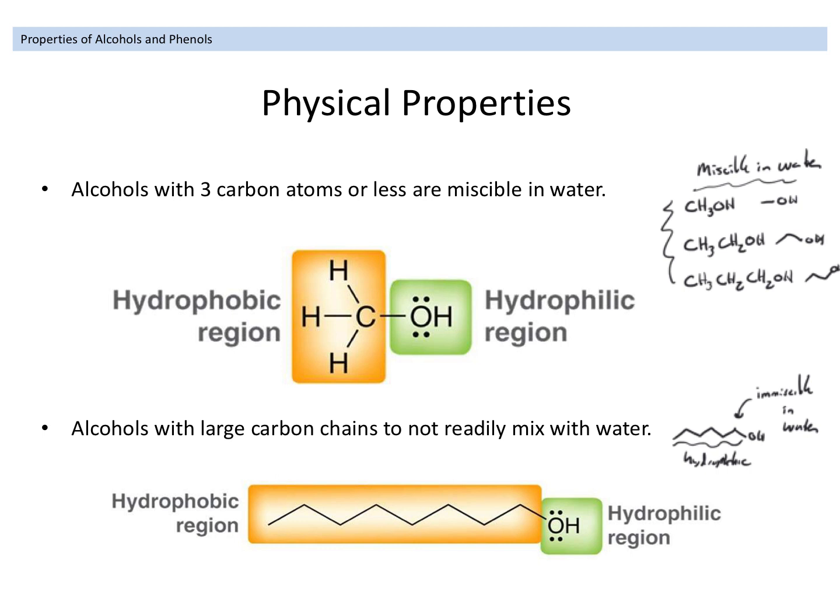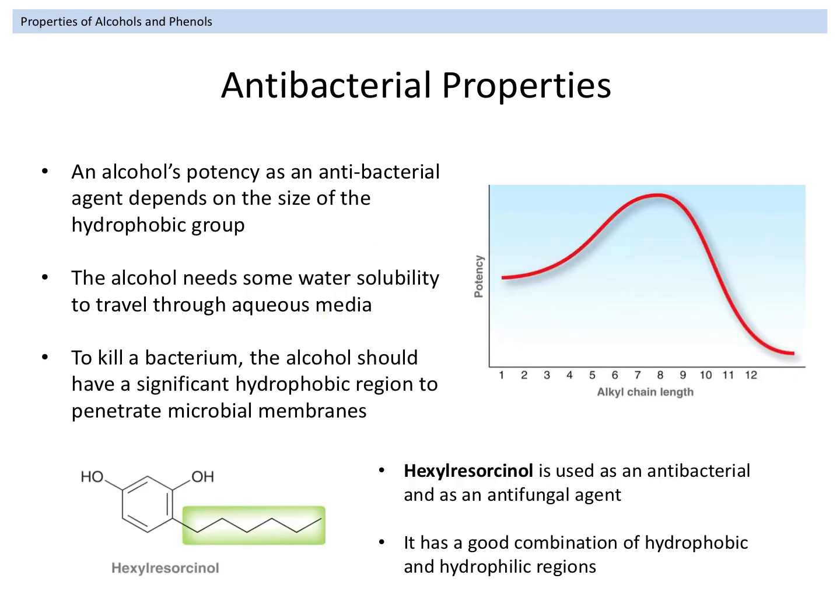Because the hydrophobic and hydrophilic regions of alcohols strongly affect their solubility, this structural feature also plays a crucial role in the biological activity of these compounds. Let's move on to see how this balance influences the antibacterial potency of alcohols. The antibacterial potency of an alcohol is significantly influenced by the size of its hydrophobic group. To effectively kill bacteria, an alcohol must strike a balance between its hydrophobic and hydrophilic properties. This balance determines its ability to travel through aqueous media and penetrate microbial membranes.